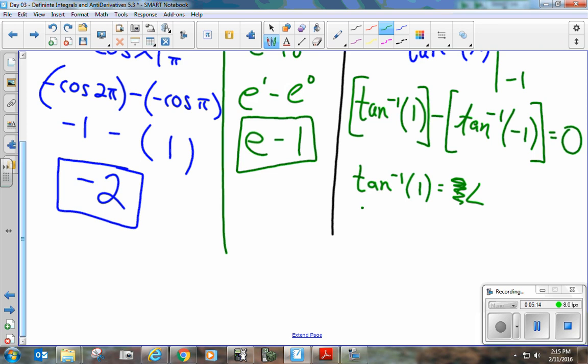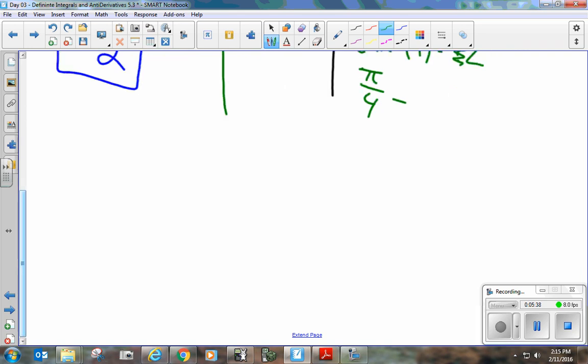So I want to find out what degree would give me 1 if I take the tangent of 45. 45. So this would be 45 degrees. Or if you want to do that in radians, it's pi over 4. So you can also say it's pi over 4 minus, we'll give you a negative 1.